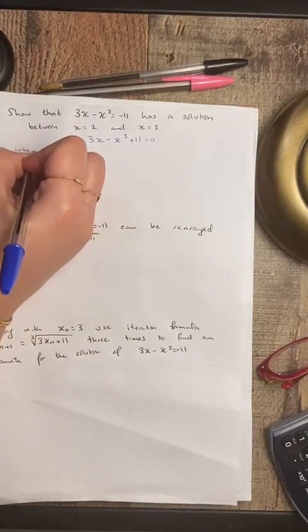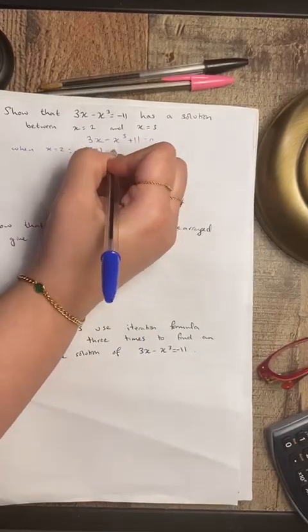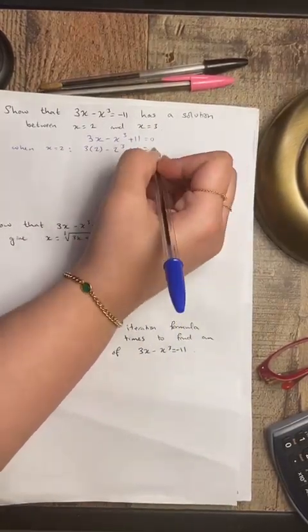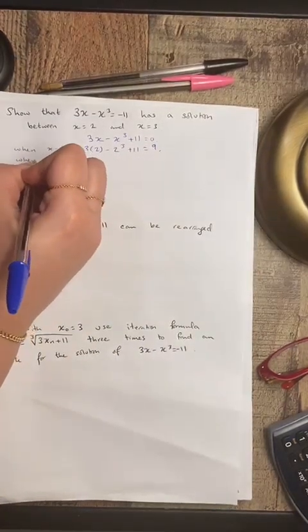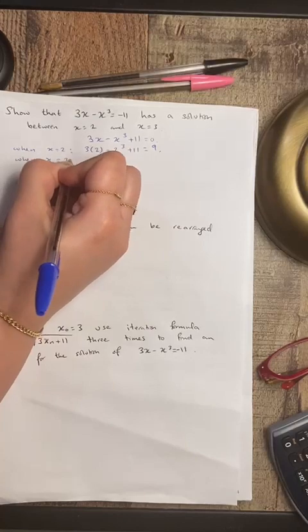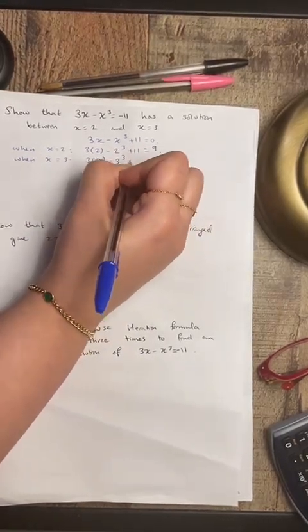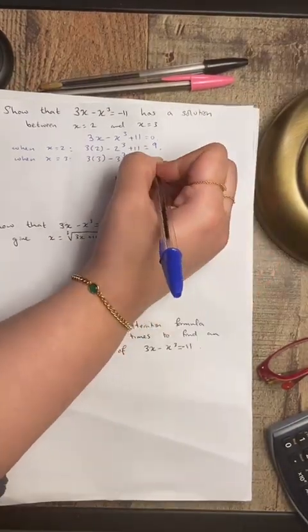So when x is 2, I'm going to have 3 times 2 minus 2 cubed plus 11, which is 6, take away 8, plus 11, that's 9. And then when x is 3, I'm going to have 3 times 3, take away 3 cubed plus 11, which is 9, take away 27, plus 11, and that's negative 7.